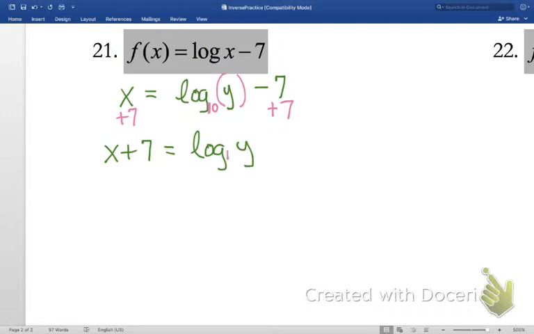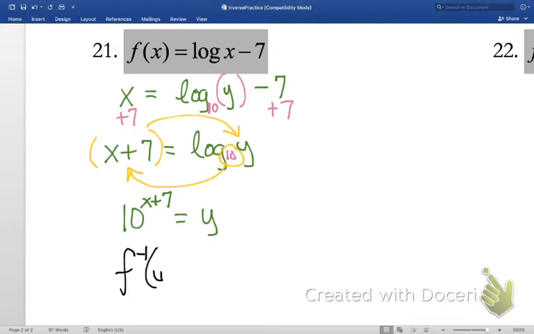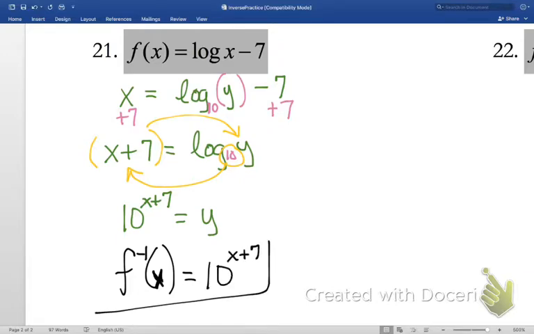To get anything out of a log, we do the inverse or the opposite. So we're going to turn it into exponential. So I have my base to the exponent equal to the argument. My base is 10. The exponent is x plus 7. And that's equal to y. Well, that's awesome. Now y is by itself. So I know my inverse function is going to be equal to 10 to the x plus 7 power.